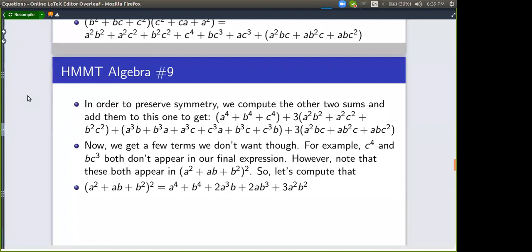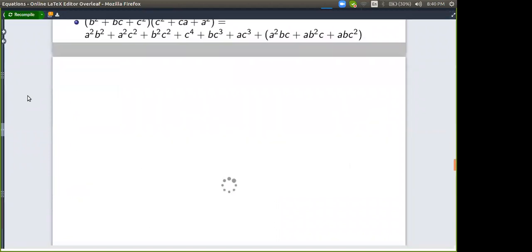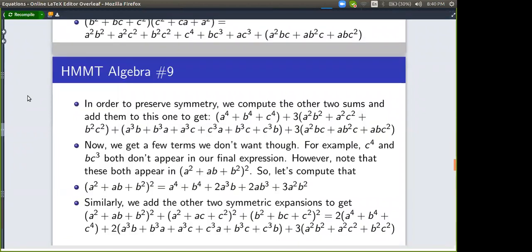So if we do what we did before, namely find the other two expressions and add them all, yeah, this is pretty bashy. This is what we get. And now can anybody see how to eliminate all the terms we don't want? Namely the a to the fourth plus b to the fourth plus c to the fourth and the a cubed b plus b cubed a plus dot dot dot.